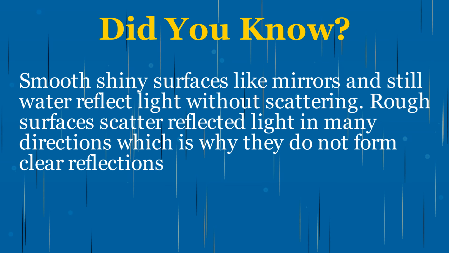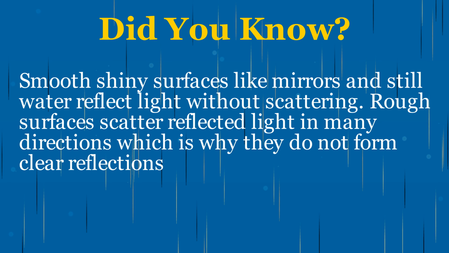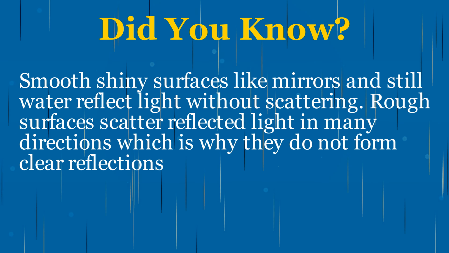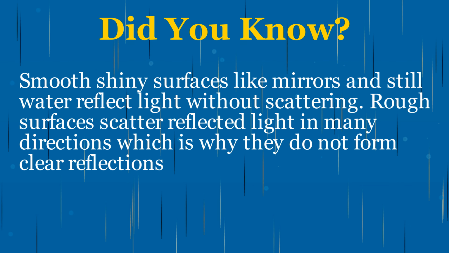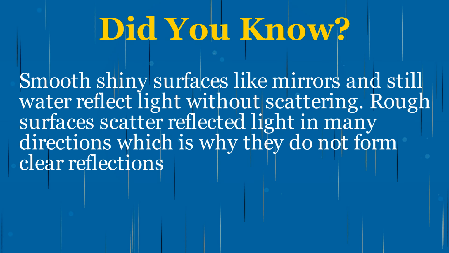Here's a nugget of wisdom: smooth, shiny surfaces like mirrors and still water reflect light without scattering. Rough surfaces scatter reflected light in many directions, which is why they do not form clear reflections.